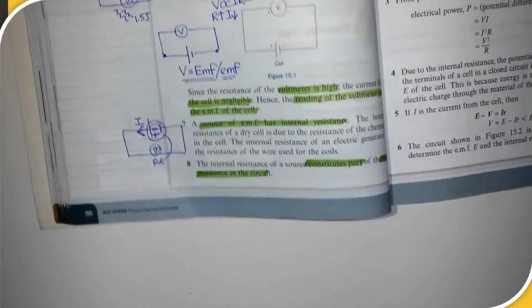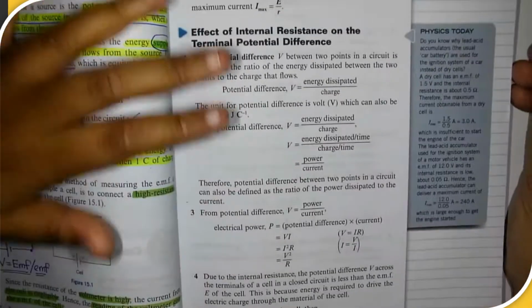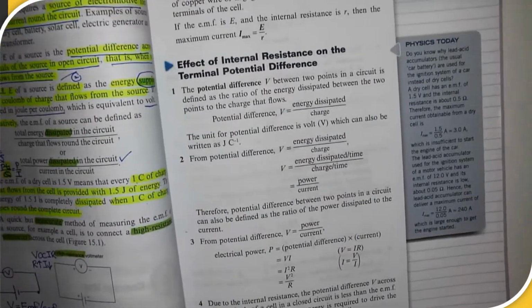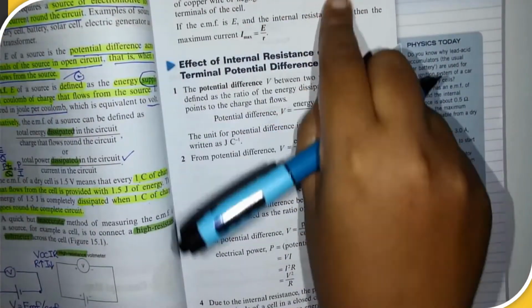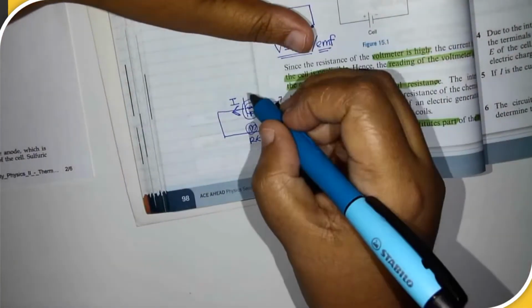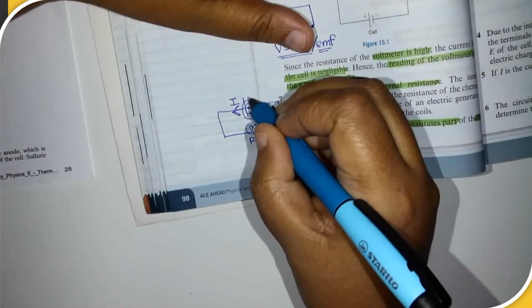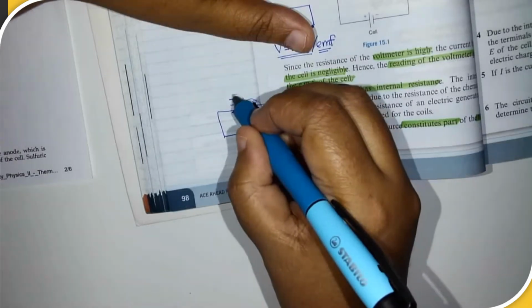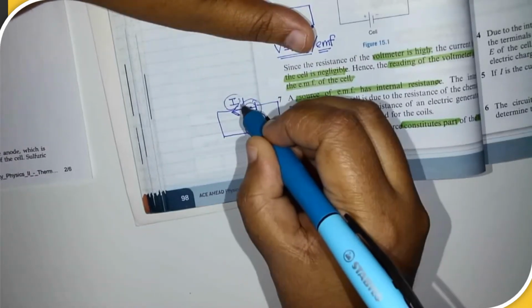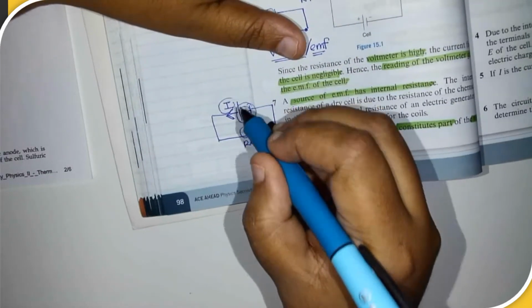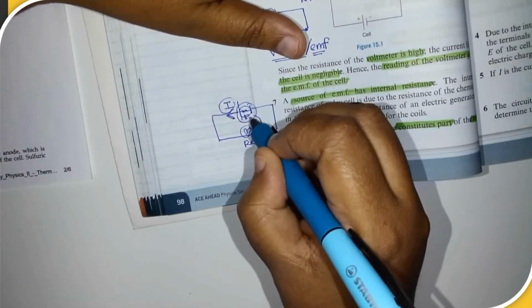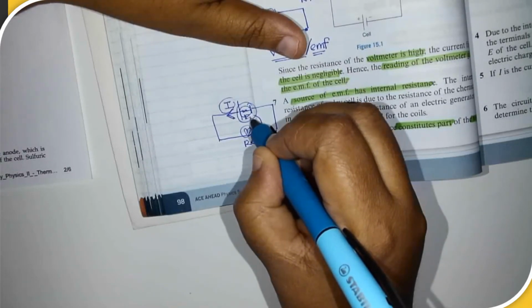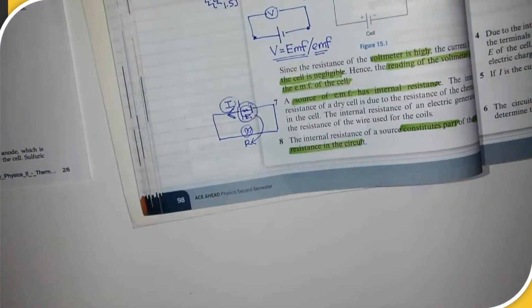Okay, now the maximum current that can flow from the source is determined by the internal resistance of the source. So that means if the EMF has an internal resistance, the maximum current that flows out will be determined by the value of the internal resistance of the source. Okay, so that's what they're trying to say.